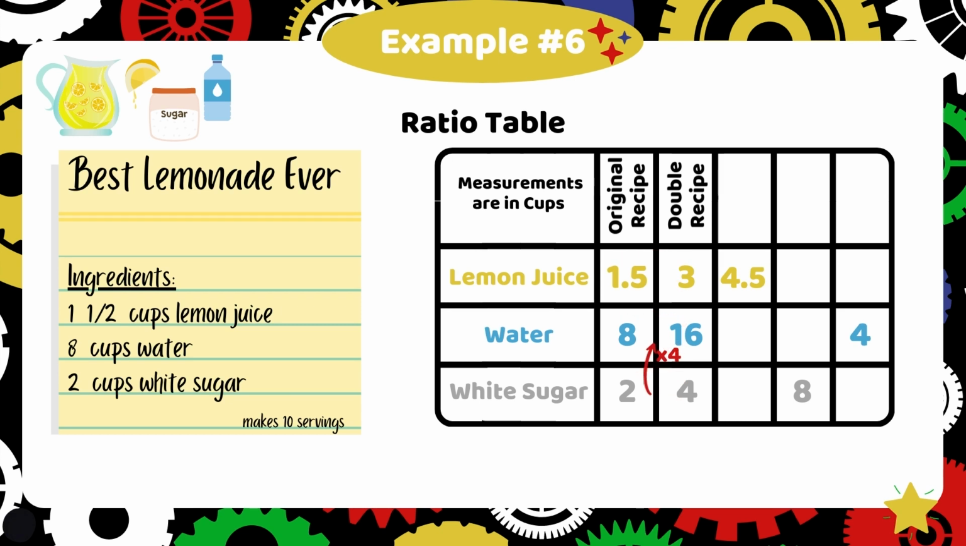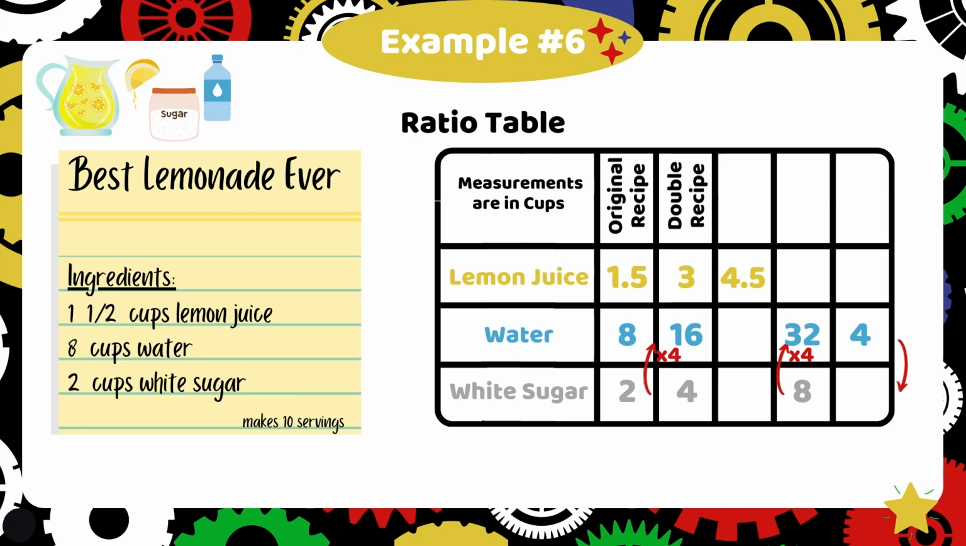I'm noticing another pattern here. To get from 2 cups of sugar to 8 cups of water, you could multiply by 4. And I see that it works in the double recipe too. 4 cups times 4 is 16. So that means to go from the amount of sugar to the amount of water, you can take the sugar times 4. 8 cups of sugar times 4 would be 32 cups of water.